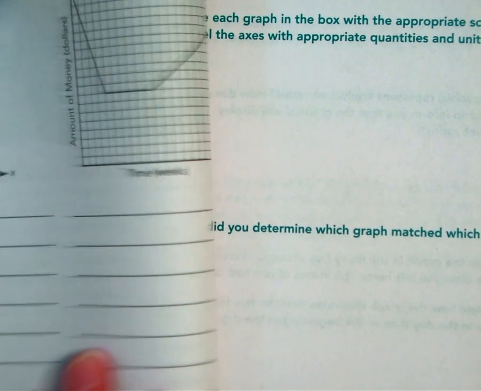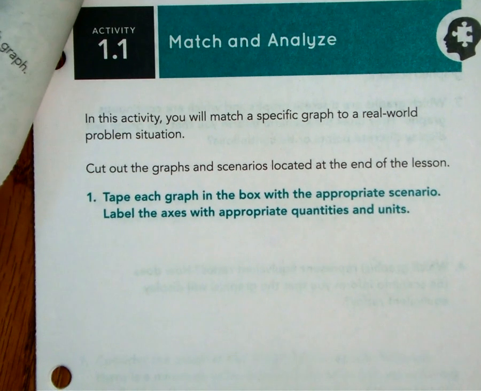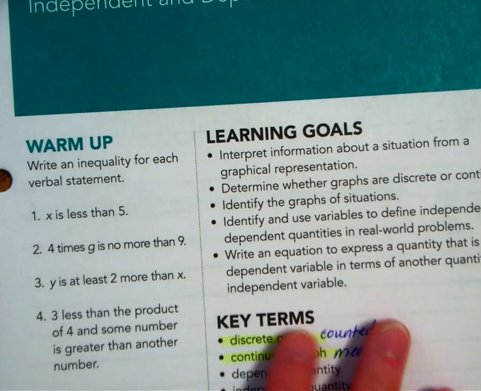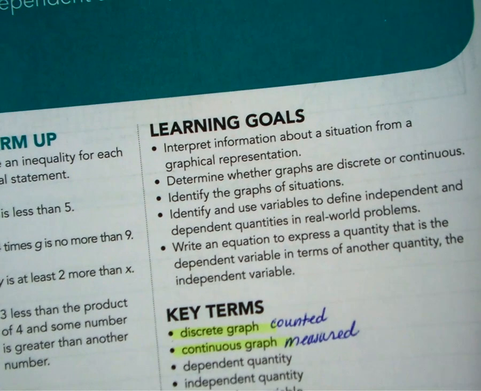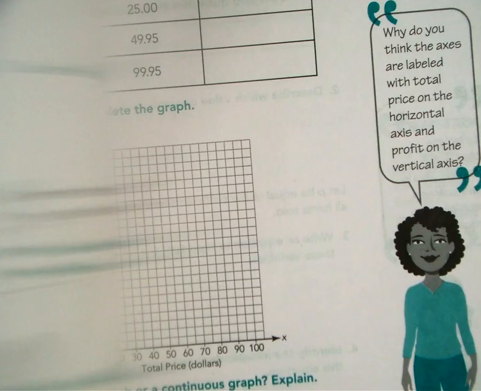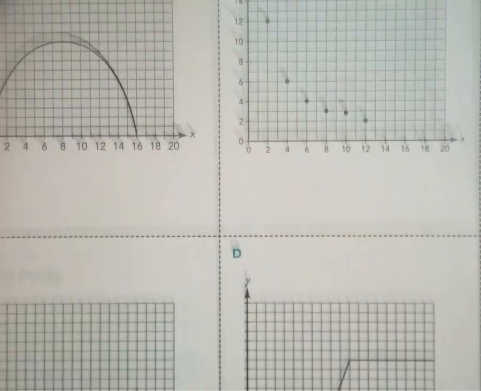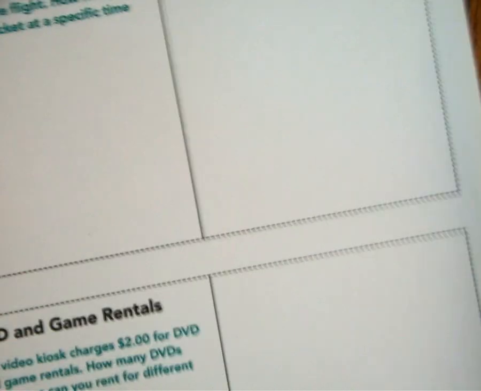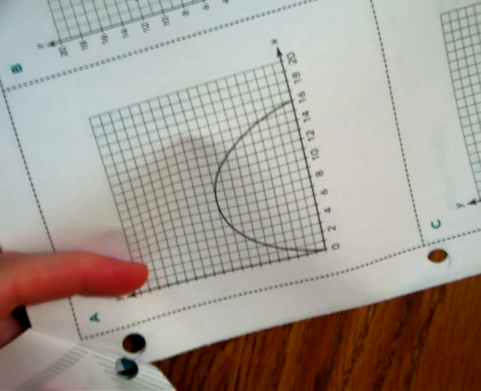We're going to skip over the getting started. We're going to go right into activity 1.1, match and analyze. As you can see, I had some supplies with me. So I'm going to be using red and blue for my colors. I do have a ruler. You don't really need a ruler. I need a ruler to demonstrate. And some scissors. So it's 1, 2, 3, 4, 5 pages. I'm going to cut these out real quick.